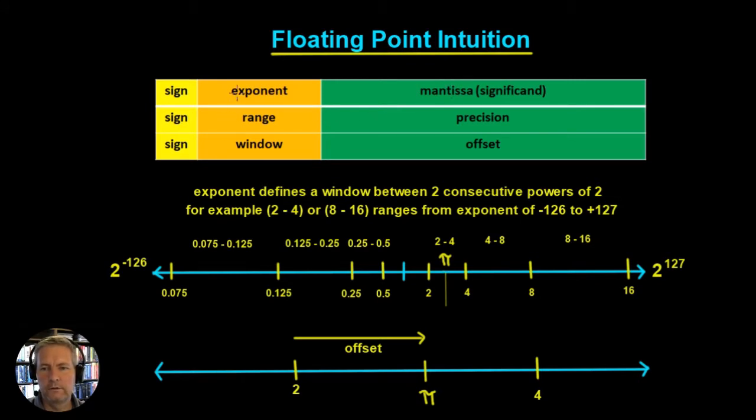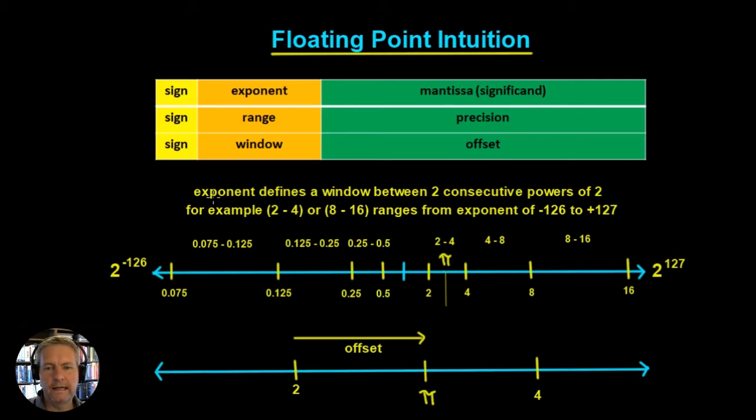Now the exponent here, we can think of the exponent as a range, and we can think about the mantissa as offering some precision. Also we could think about the range as existing between certain windows. So those windows are going to be each power of 2, and we're also going to have an offset which is going to be given by the mantissa. So let me show you what I mean by this.